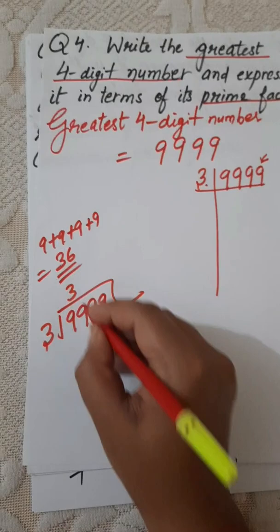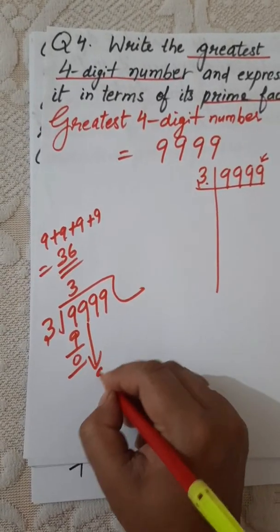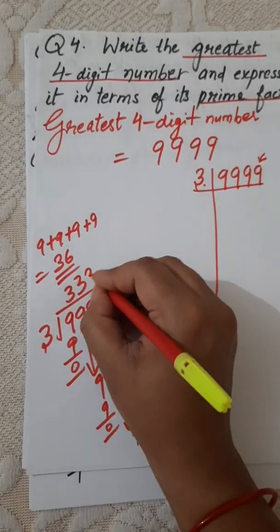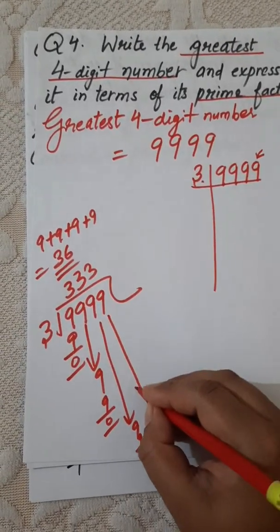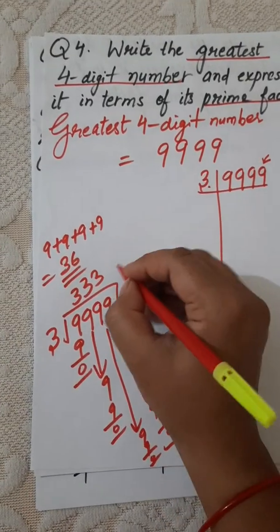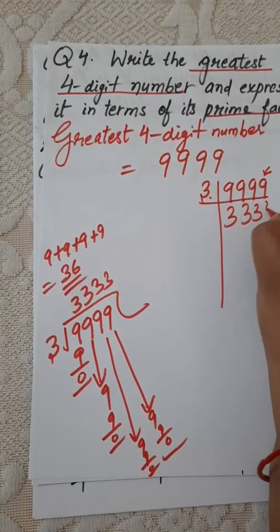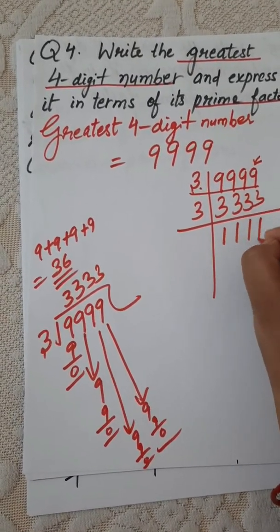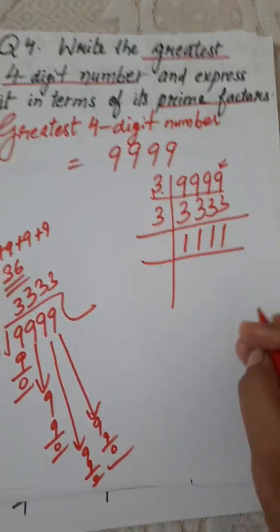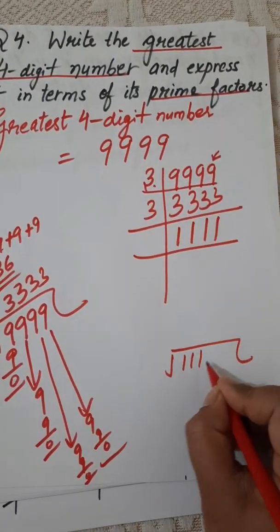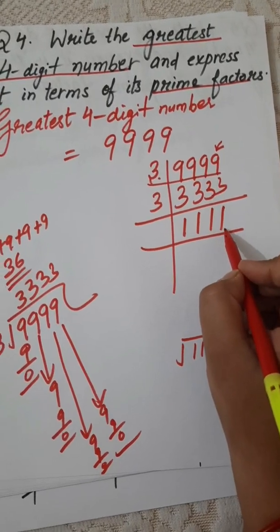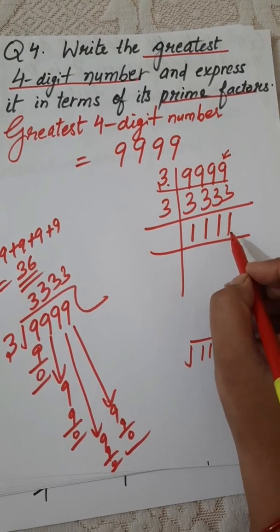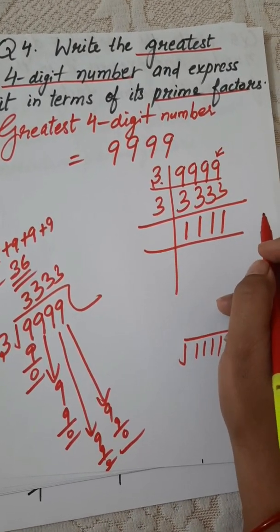When you divide 9999 by 3, 3 3s are 9, 3 3s are 9, 3 3s are 9, then 3 3s are 9. So again this is divisible by 3. If you divide, then you will get this. Then after that, just check this number is not divisible by 4 because the last digit is 1. It is not divisible by 5. Similarly, not with 6, 7, 8, 9 up to 10. We have done all the divisibility tests.